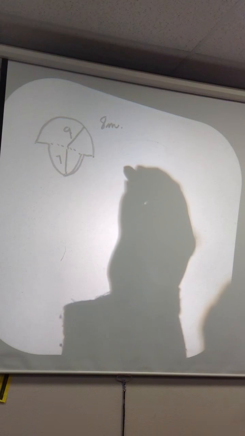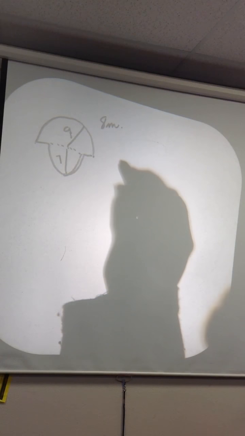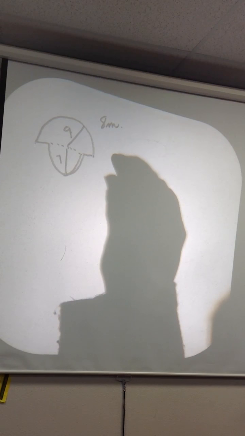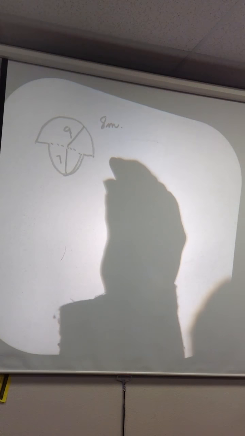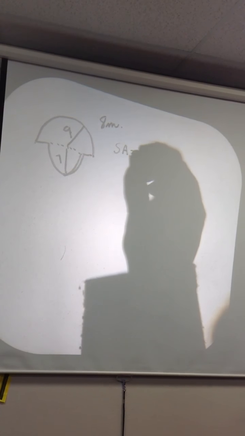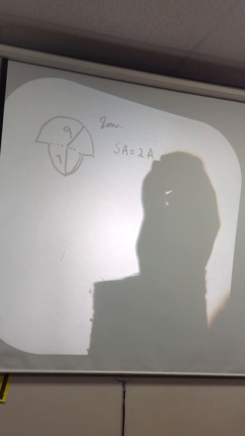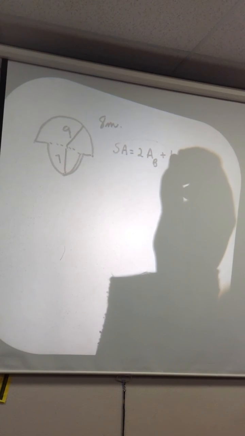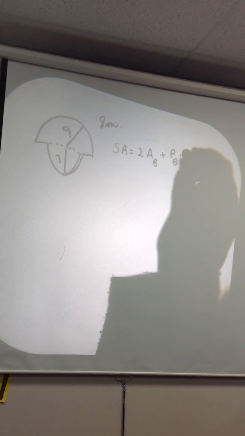All right, and we need to find the surface area. That's where you start, is with the picture. You make sure you have it there. Even if you do everything else wrong, if you've got the picture, you always get at least 1 point. All right, so now we need to find the area of this thing, because surface area equals 2 times the area of the base plus the perimeter of the base times the height.